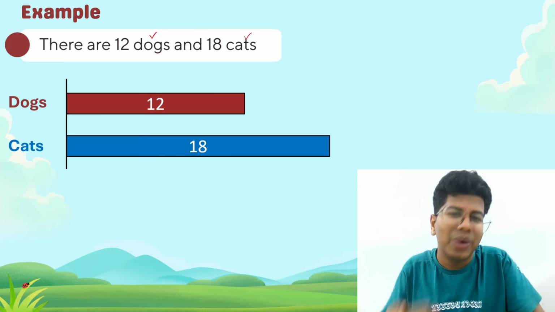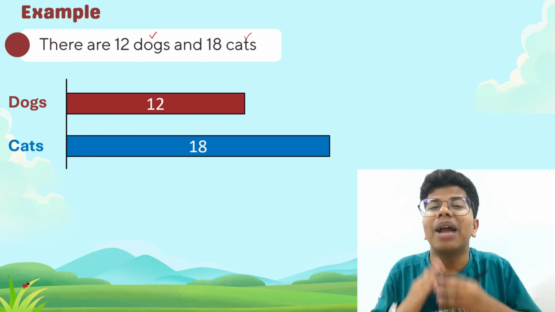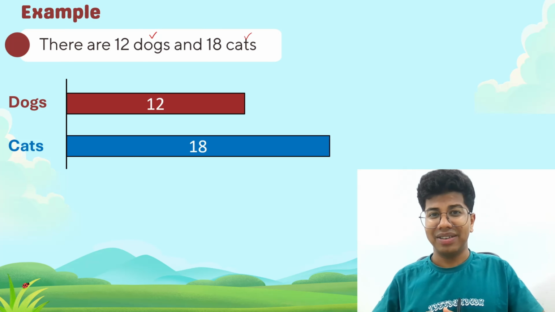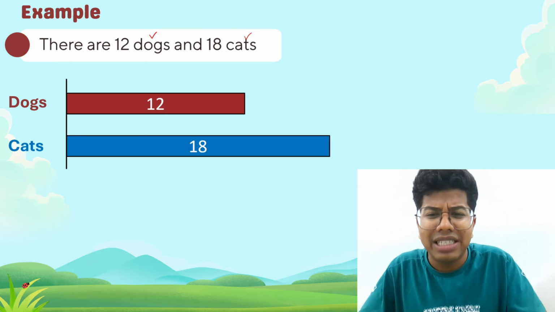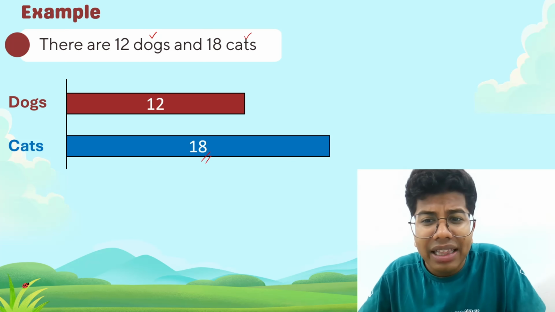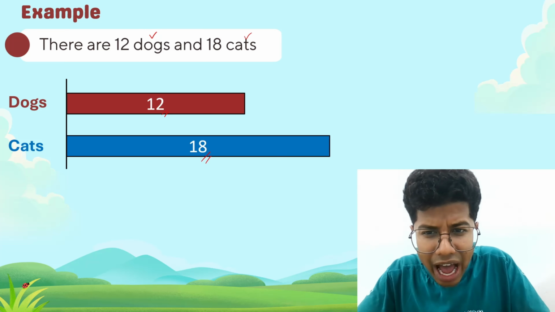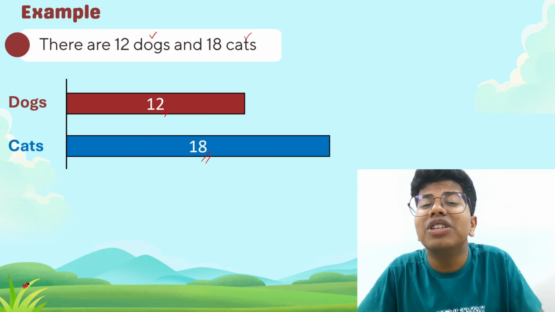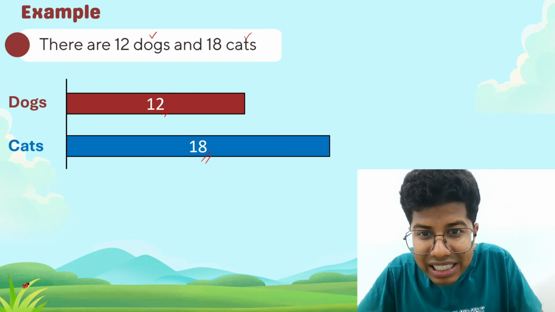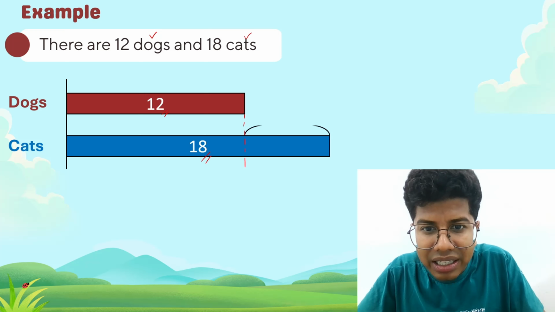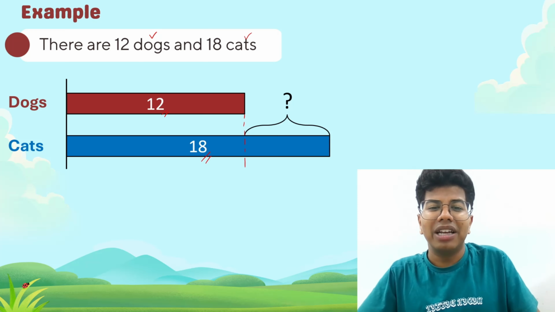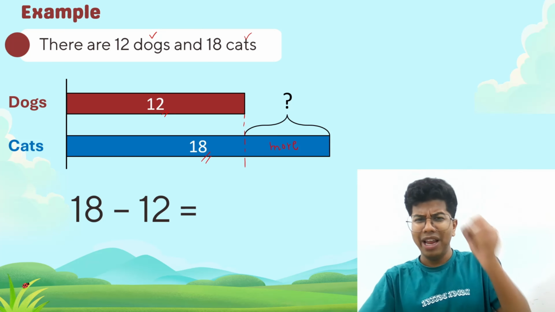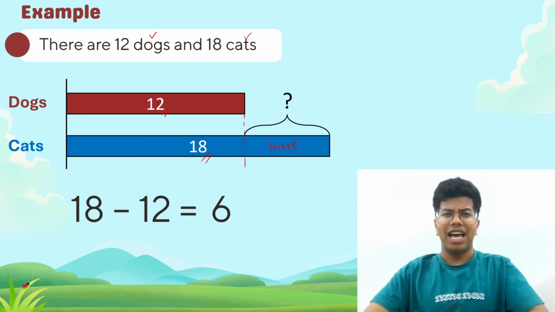Now my question to you is, there are cats we can see which are more. How many more cats than dogs if I ask? We can see there are 18 cats and dogs are just 12. So normally if I want to find out, I can just take 18 minus 12. But here in this model, how can we see which part is more? We can see this extra part that is present here. This is nothing but the more part. So if I want to find out this more part, it's nothing but 18 minus 12, which is just 6. So that's our answer.